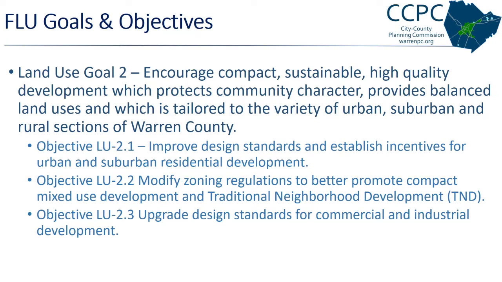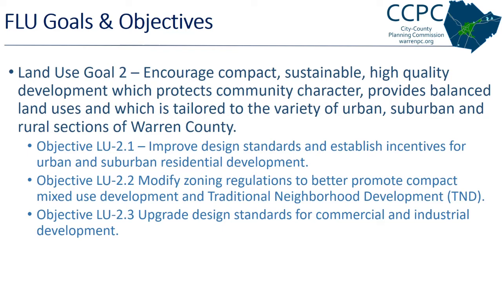So Land Use Goal 2 is to encourage compact, sustainable, high-quality development which protects community character, provides balanced land uses, and which is tailored to the variety of urban, suburban, and rural sections of Warren County. Under this goal contains the rest of the evaluation criteria, our civil review, architectural review, and any small area plans we have. But LU 2.1, 2.2, 2.3 we'll go over real quick.